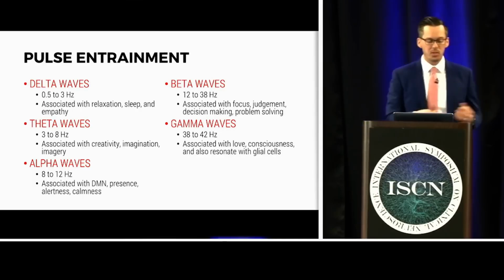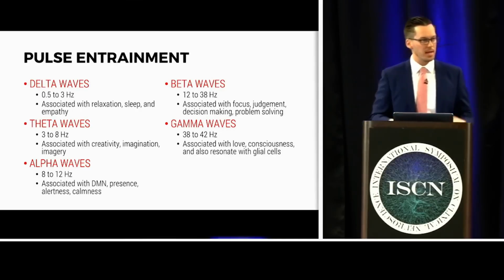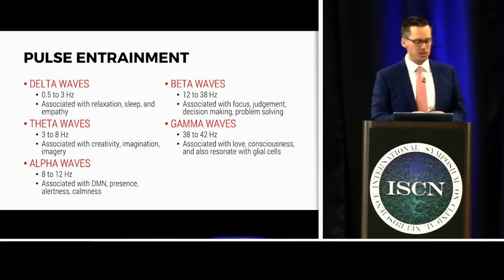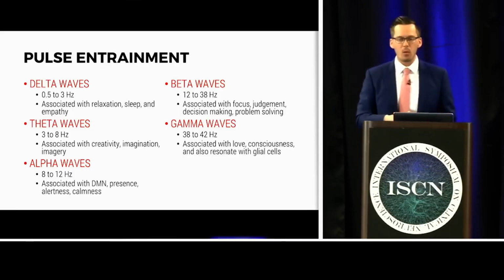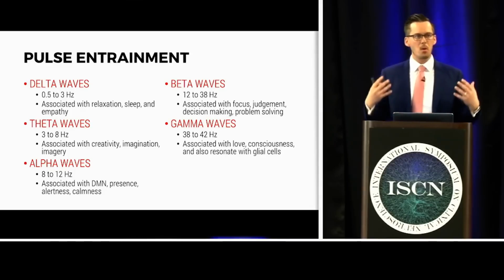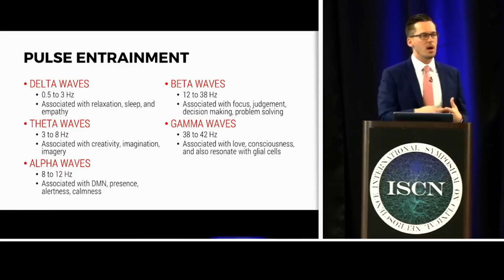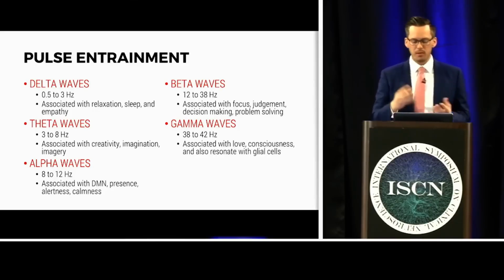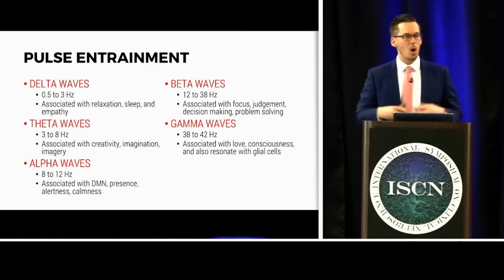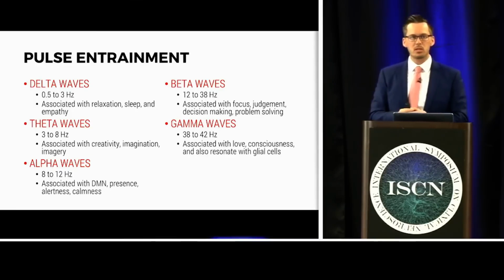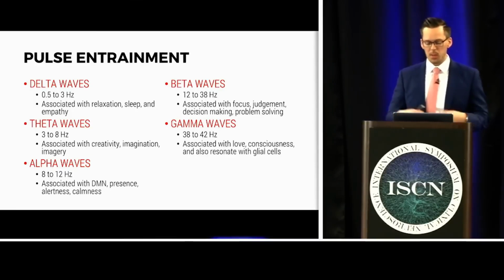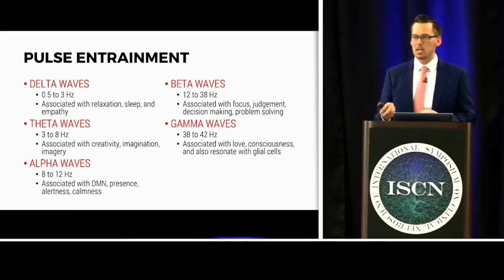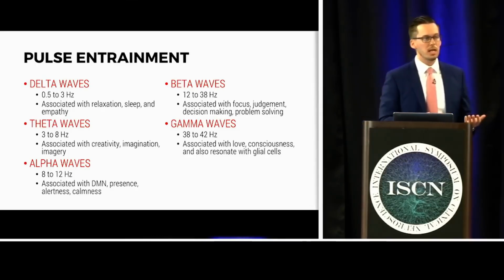So delta waves, 0.5 hertz to 3 hertz, associated with relaxation, sleep, empathy. So somebody that's really high-strung, anxious, maybe you want to pulse your laser between 0.5 hertz and 3 hertz. Theta waves, 3 to 8, associated with creativity, imagination. Alpha waves associated with the default mode network. This is the mode network that allows us to be present. It actually is one of the mode networks that are shown that learning or plasticity occurs the best in. Also with alertness and calmness. Beta waves associated with focus, judgment, decision-making, problem-solving. We all see patients that have some struggles in that area, so maybe that's something we want to focus on. And gamma waves, which are associated with love, consciousness, and also gamma waves have actually been shown to turn on glial cells, which is kind of neat too, because you can have an immunological influence using light waves.